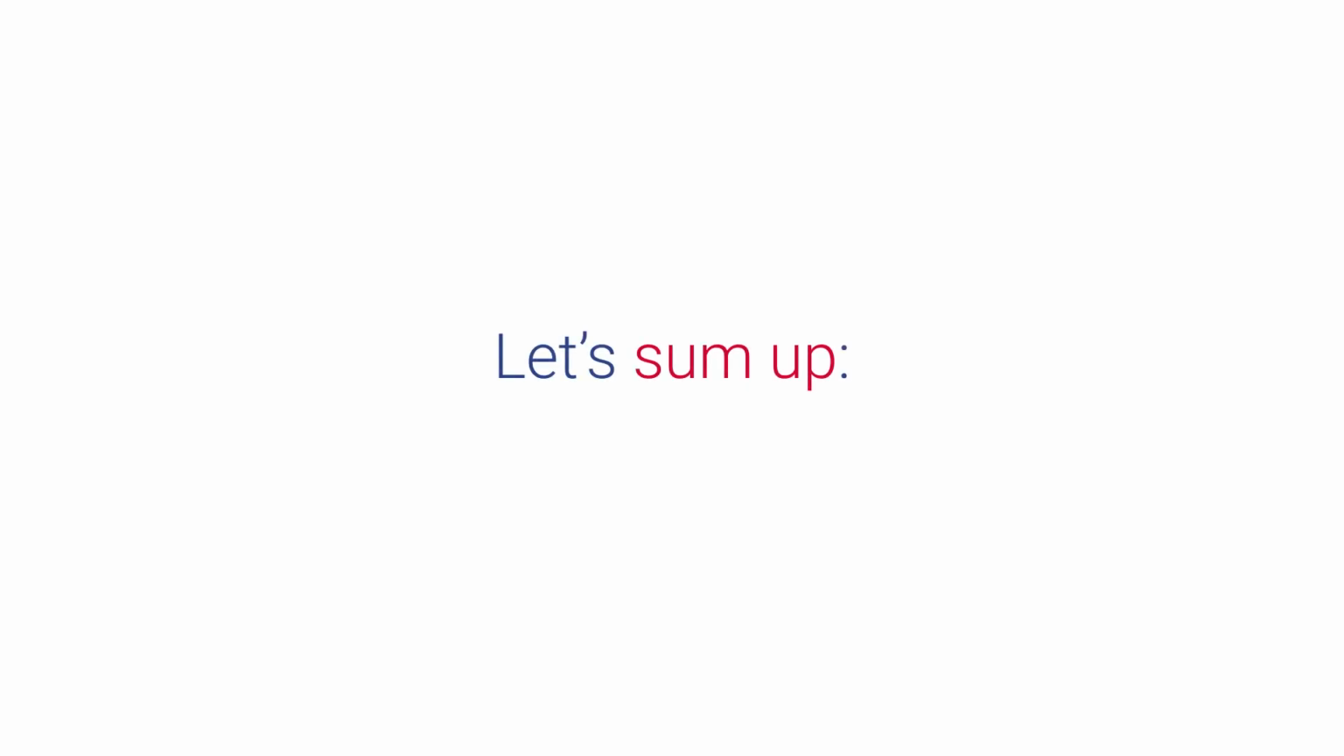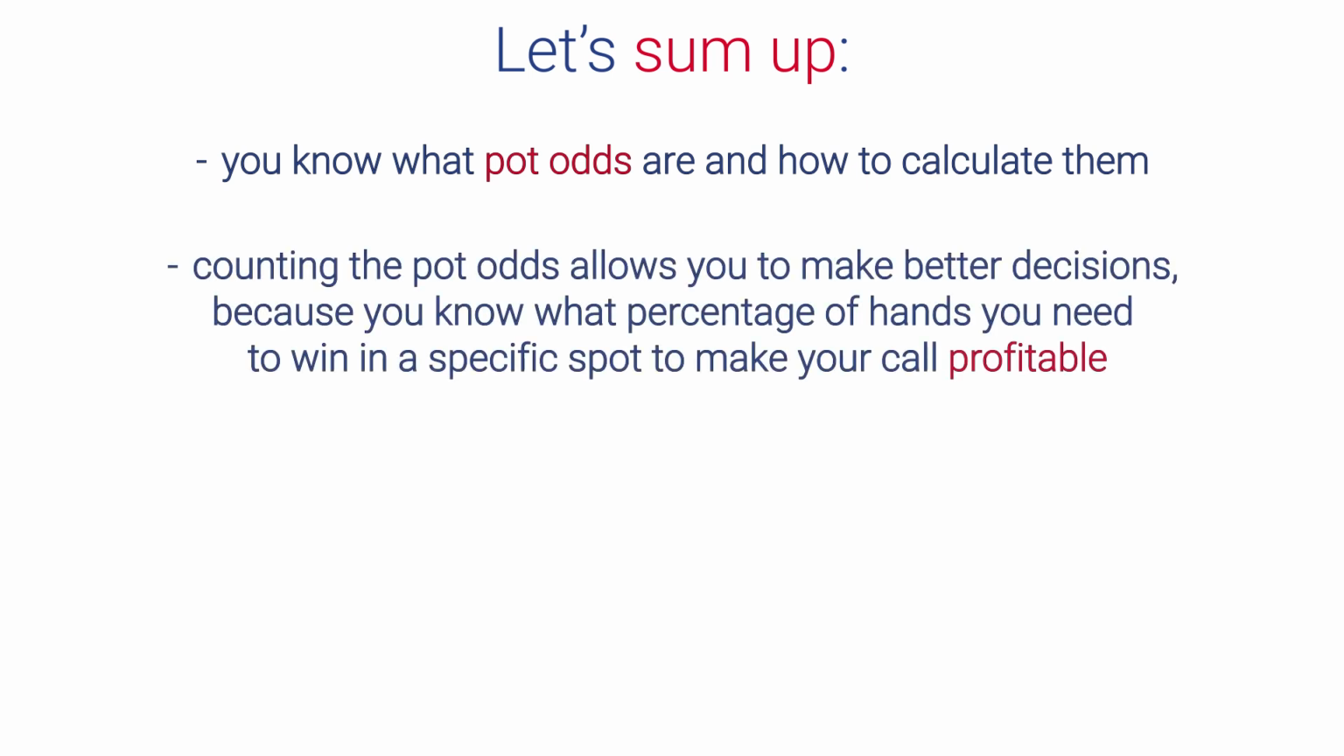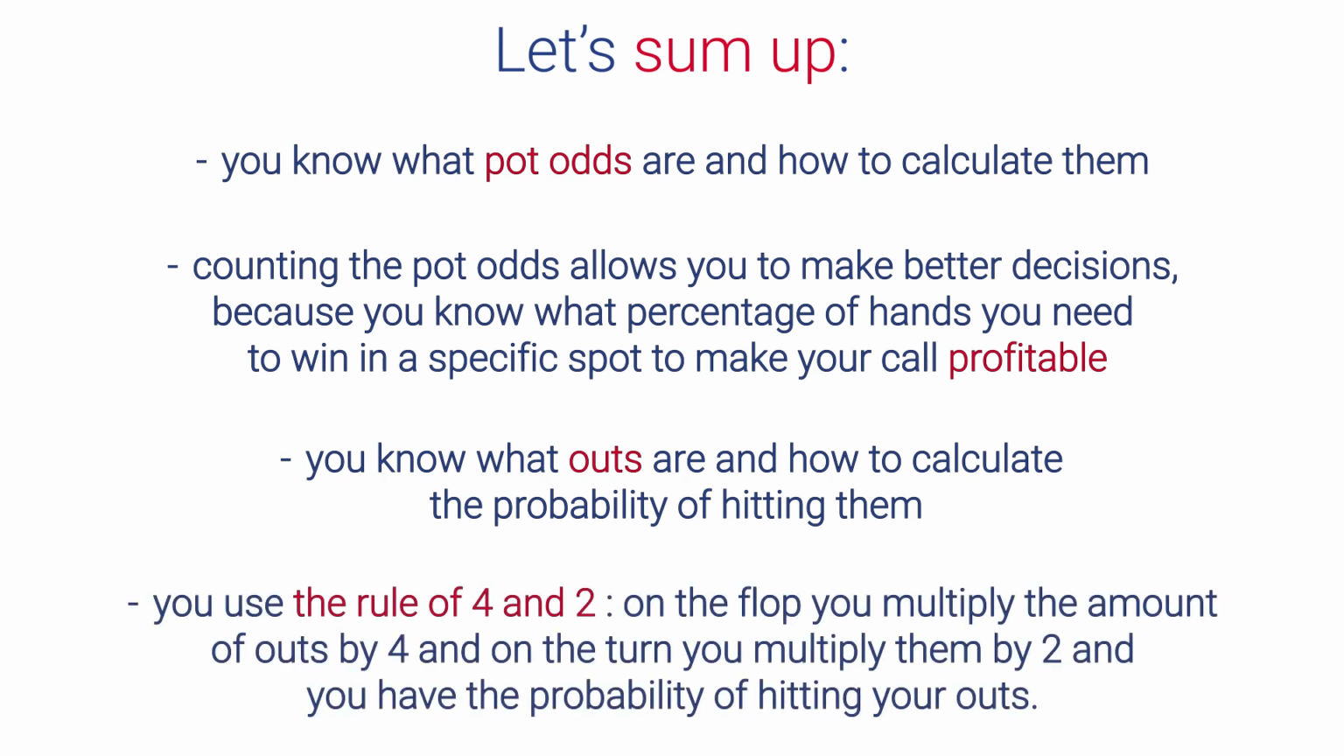Okay, great. Let's sum up what you've learned. You know what pot odds are and how to calculate them. You know that counting the pot odds allows you to make better decisions because you know what percentage of hands you need to win in a specific spot to make your call profitable. You also know what outs are and how to calculate the probability of hitting them. You use the rule of 4 and 2. On the flop you multiply the amount of outs by 4, and on the turn you multiply them by 2, and you have the probability of hitting your outs.